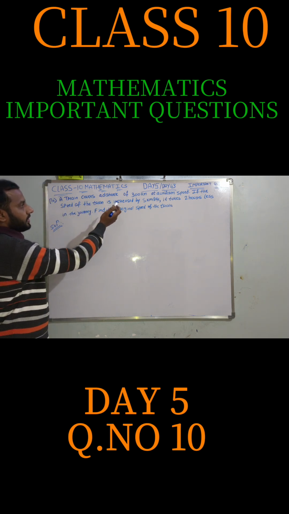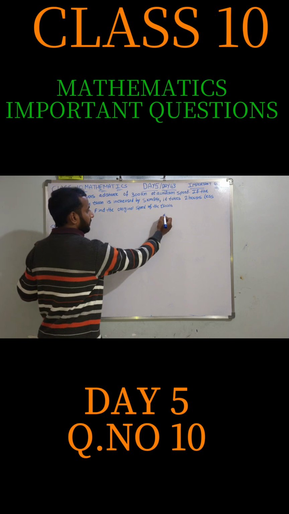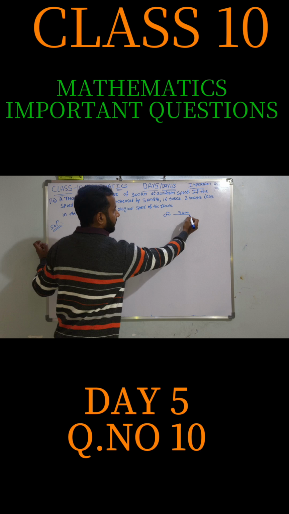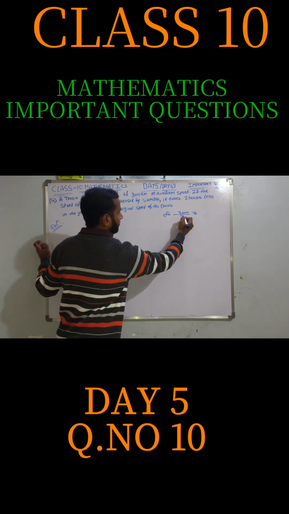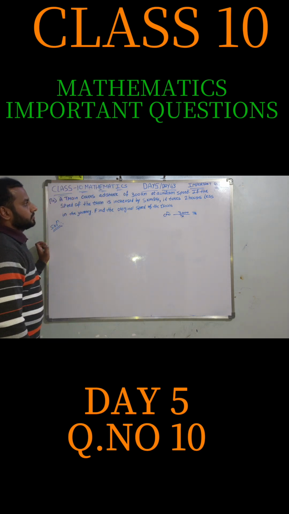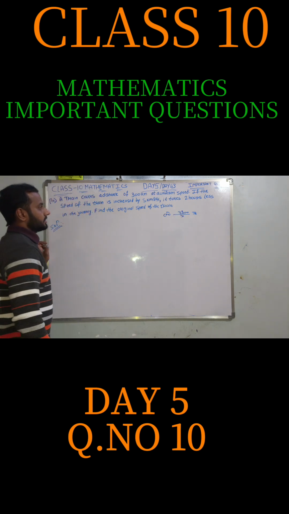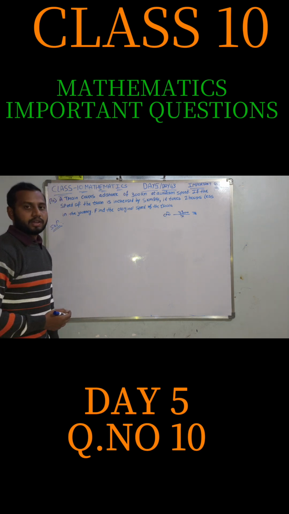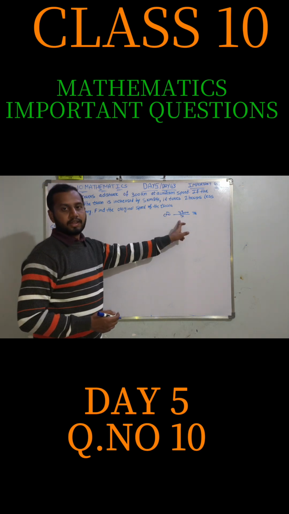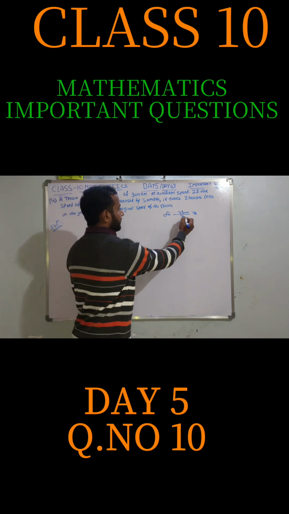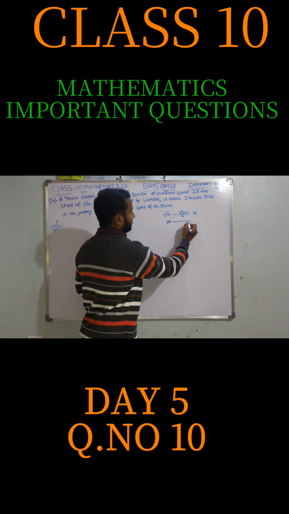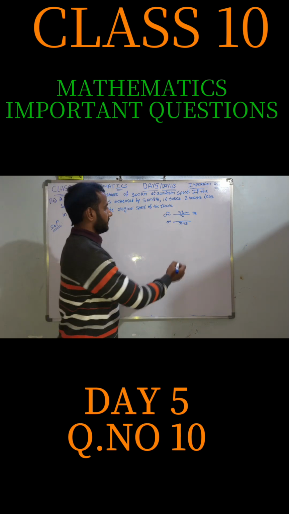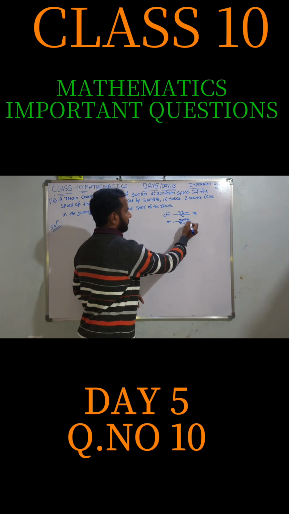A train covers a distance of 300 km at a uniform speed. For example, a train is covering a distance of 300 kilometers. Let the speed be x. If the speed of the train is increased by 5 km per hour, before the speed of the train was x, now it is increased by 5, so let us take x plus 5. It will be x plus 5, but the distance will be the same, that is your 300 km.